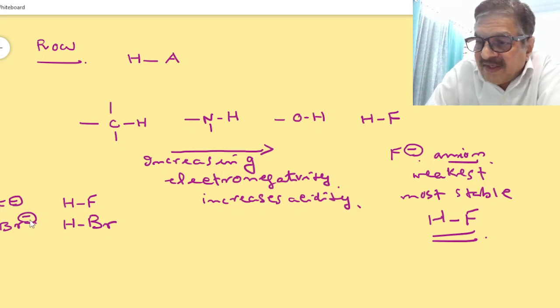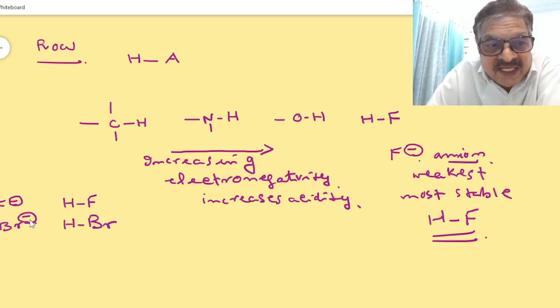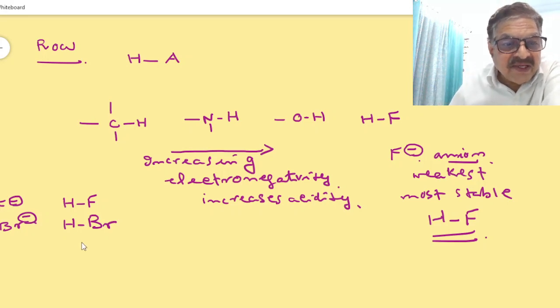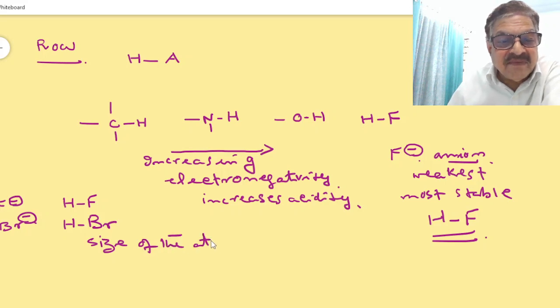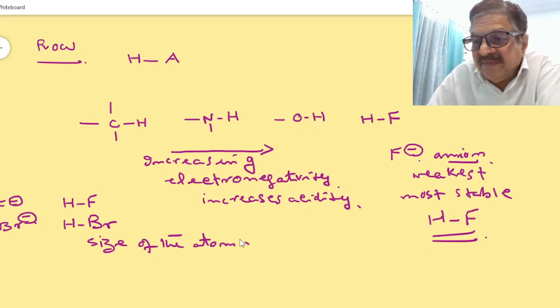Correct. So, the stability of the conjugate base here, fluoride anion and bromide anion. What happens down the column? Not only the electronegativity. If you see the electronegativity factor, fluorine is more electronegative than bromine. But when you are coming down the column of a periodic table, what is important? It is the atomic radius, that is the size. Size of the atom. When the atom is a larger one, the size is more important than electronegativity.